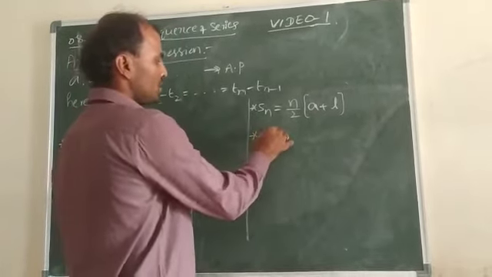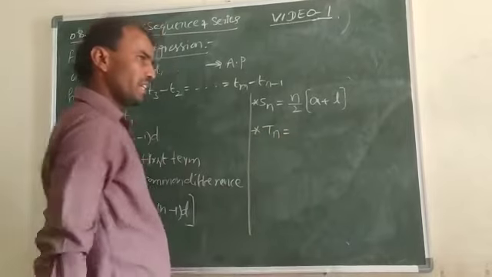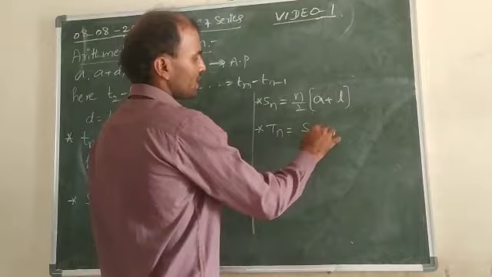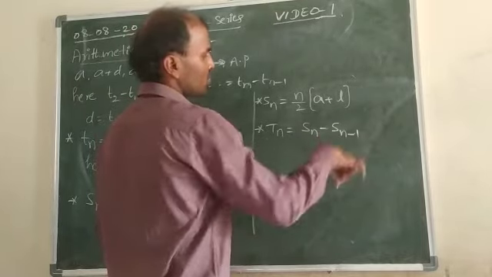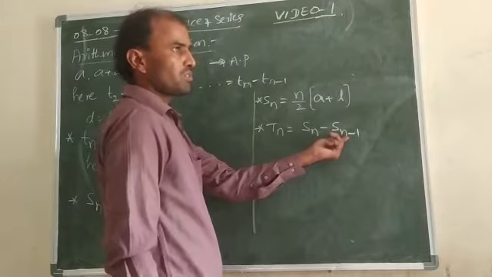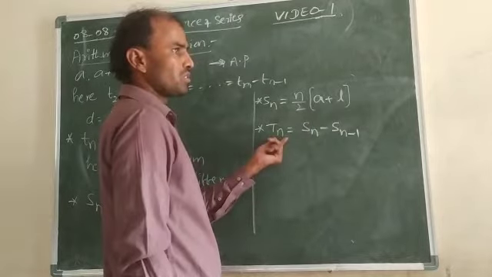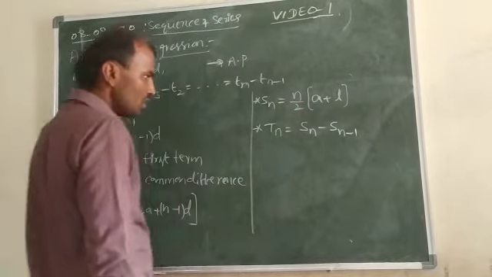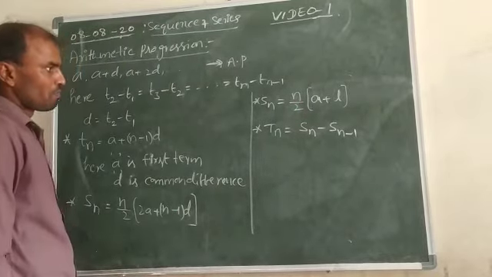Next, and most important, Tn, the nth term of the series, is Sn minus Sn minus 1. If we subtract the sum of n minus 1 terms from the sum of n terms, we get the nth term. So Tn is equal to Sn minus Sn minus 1, a most useful formula.